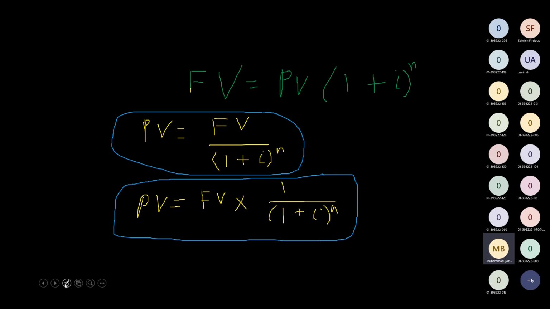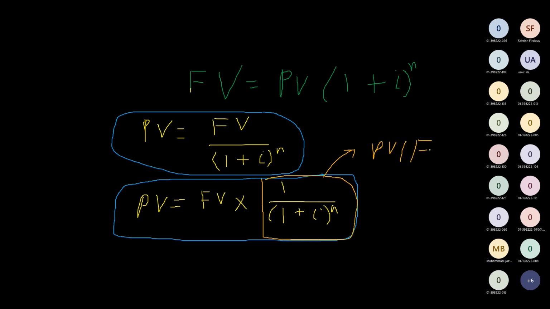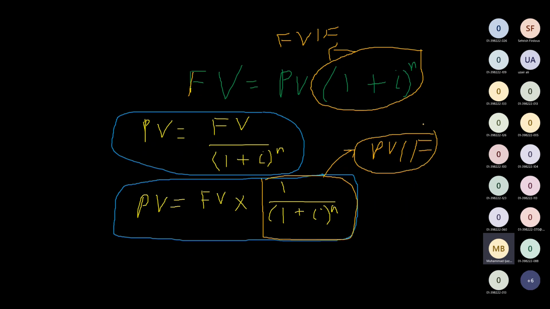Right. So now here, the term 1 divided by 1 plus I raised to the power n is called the present value interest factor. In case of future value, the term 1 plus I raised to the power n was called what? Future value interest factor, right? I hope you remember that. But in case of present value calculation, the term 1 divided by 1 plus I raised to the power n is called the present value interest factor. Any doubts about this? No doubts, right?